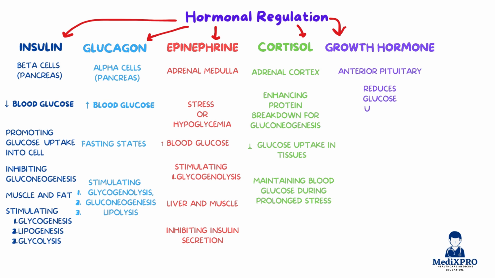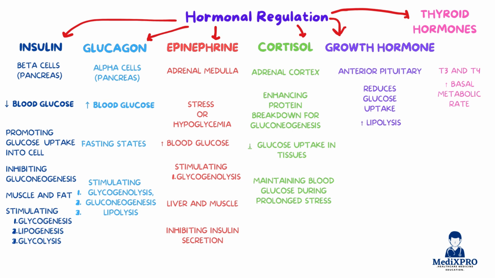Growth hormone from the anterior pituitary reduces glucose uptake by cells and increases lipolysis, helping spare glucose for the brain. Lastly, thyroid hormones like T3 and T4 increase basal metabolic rate and enhance the overall rate of carbohydrate metabolism. Now, what happens when these hormones are deficient or in excess?